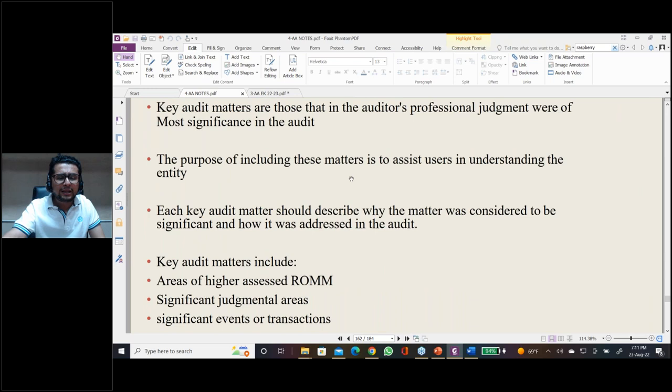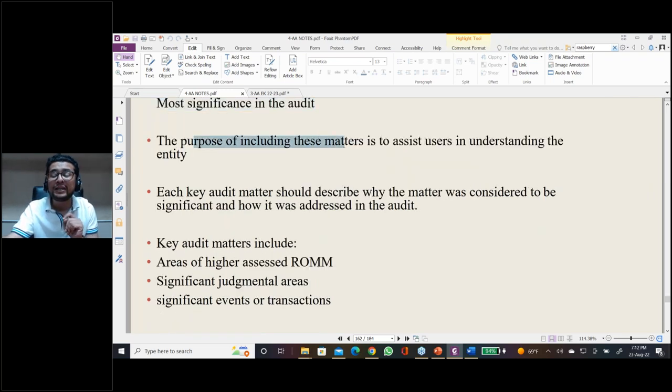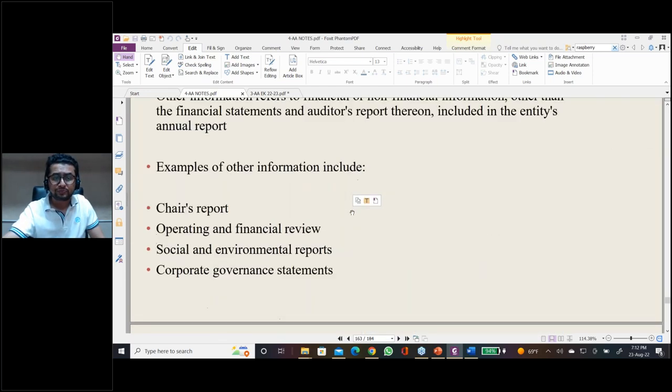Okay. What are key audit matters? Key audit matters are important matters which, in accordance with the auditor's judgment, were very important during the audit. Why do we want to highlight those matters? So that the understanding of the users of the financial statements, most importantly the shareholders, could be improved. Each key audit matter should describe why the matter was considered to be important and how the audit firm addressed the issue. Key audit matters might include important risks of material misstatement and how the auditor responded to it, important judgmental areas and how the audit firm performed those judgments, important events or transactions and how the audit firm performed the audit for that.